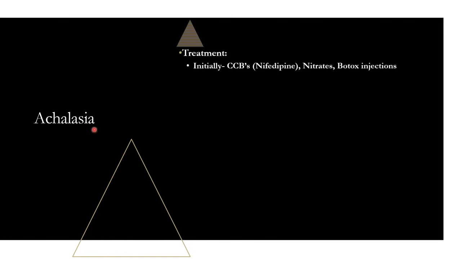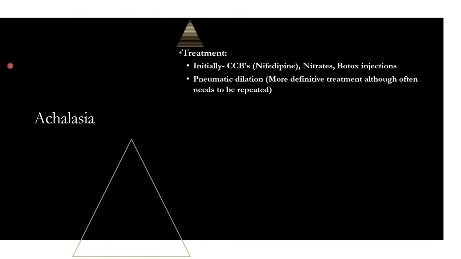As far as treatment, initially with achalasia, you can try calcium channel blockers. Nitrates work as well, Botox injections too, but Botox injections have to be repeated every 6 to 12 months. But now there are more definitive treatments, like I said. One of them is something known as a pneumatic dilation. This is going to be more definitive, but it often needs to be repeated.